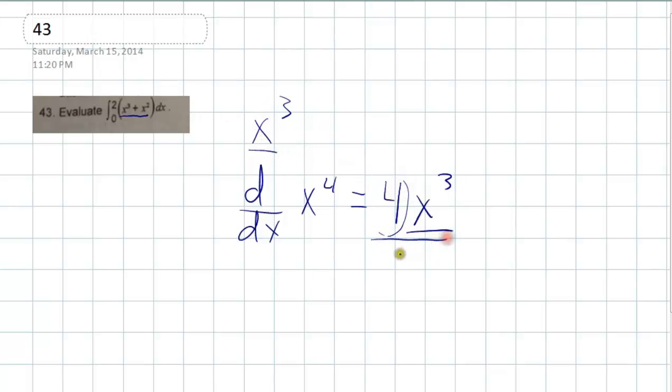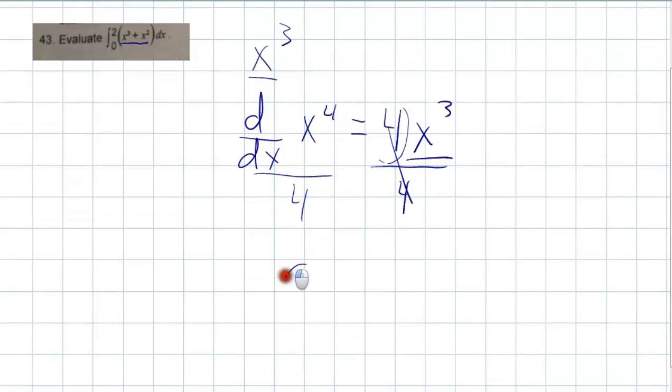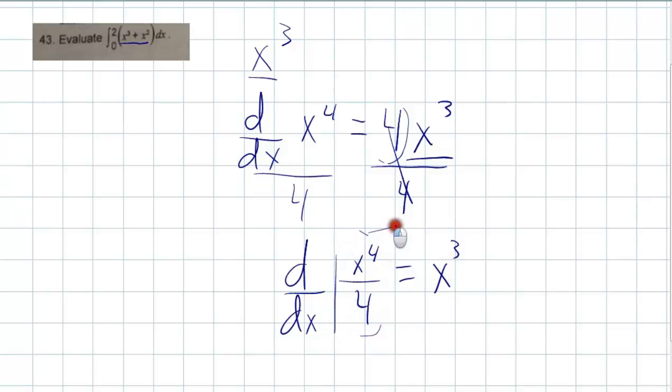But if I divide this by 4 and divide this by 4, then what I have is d over dx of x to the fourth over 4 is equal to x cubed. And that's what I wanted. I wanted to know what can I take the derivative of to get x cubed. So this part right here is what I'm interested in.